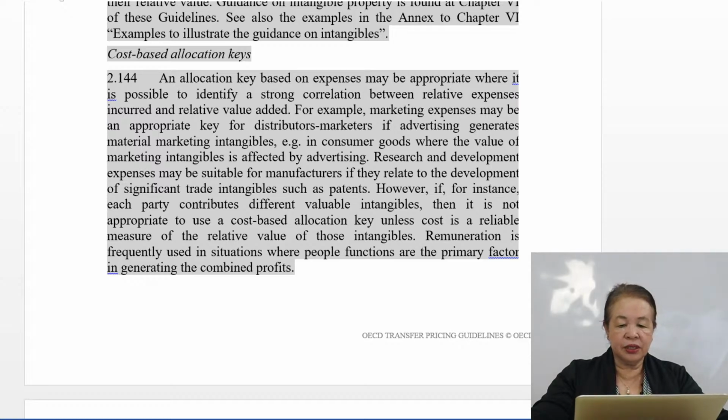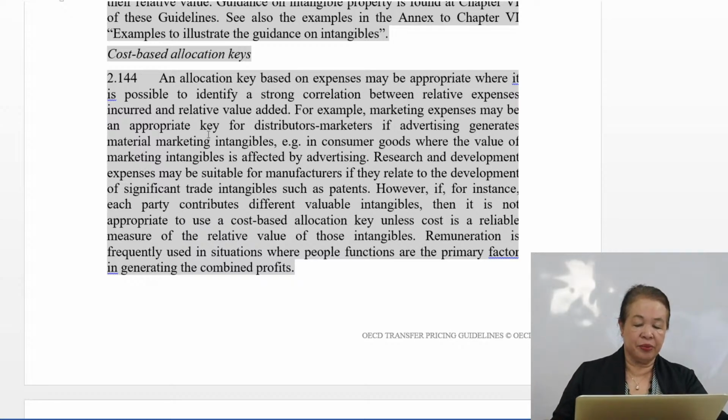No? So research and development expenses may be suitable for manufacturers if they relate to the development of significant trade intangibles such as patents. However, if, for instance, each party contributes different valuable intangibles, then it is not appropriate to use a cost-based allocation key unless cost is a reliable measure of the relative value of those intangibles. And then remuneration is frequently used in situations where people functions are the primary factor in generating the combined profits. No?